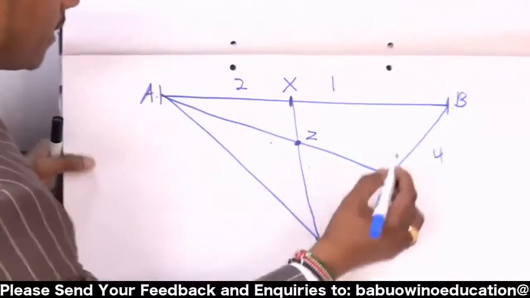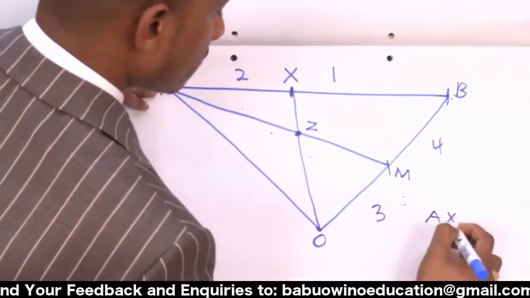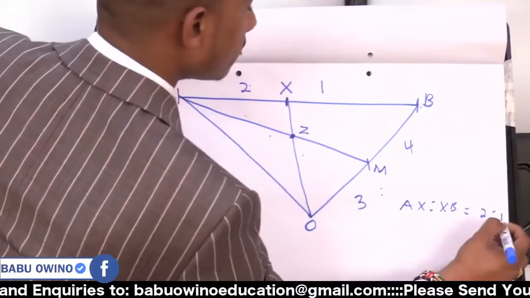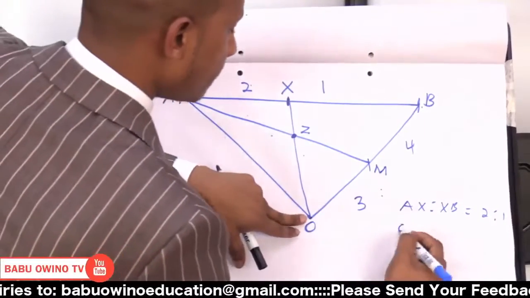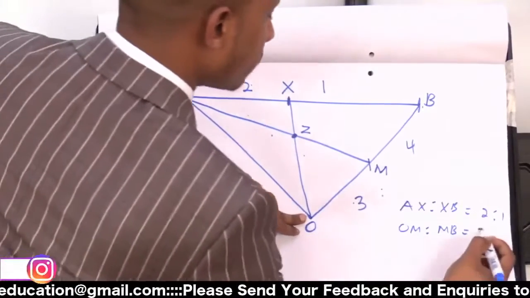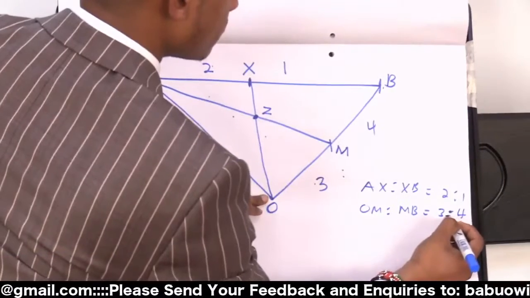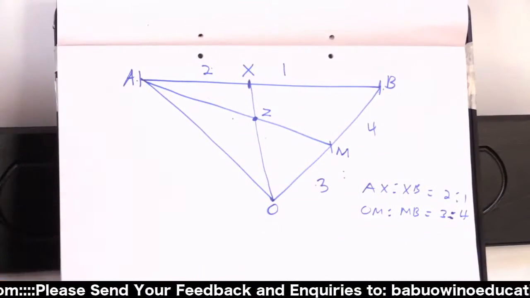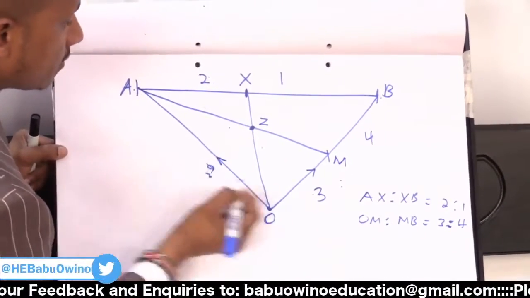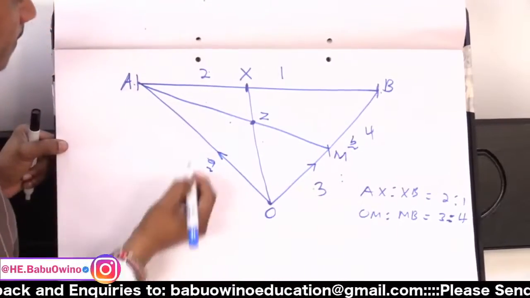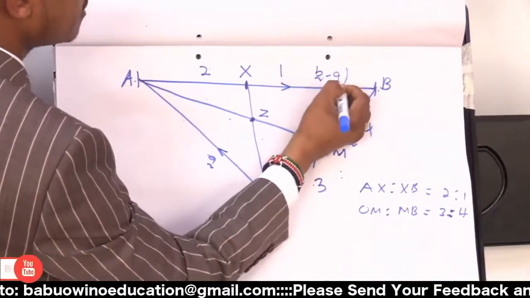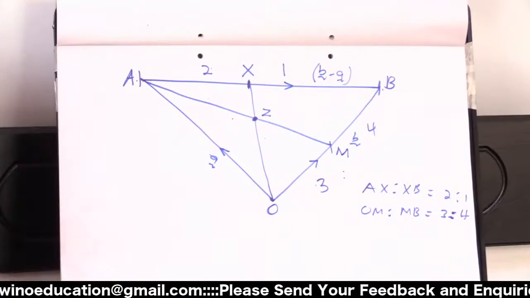So, you are told AX to XB equals 2:1. And then you are also told OM to MB equals 3:4. Then OB means B, then OA means A. OA is A, OB is B. Then AB as usual means B minus A.